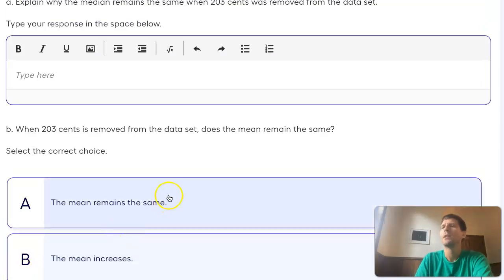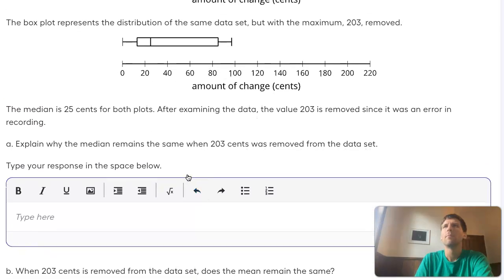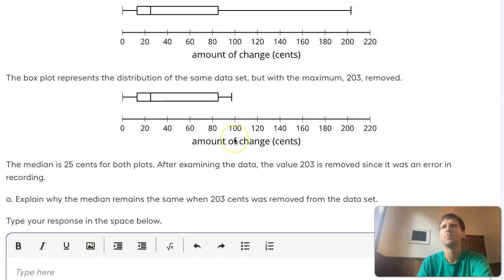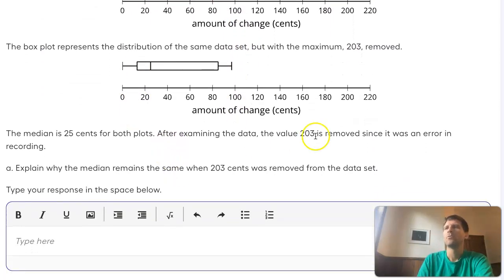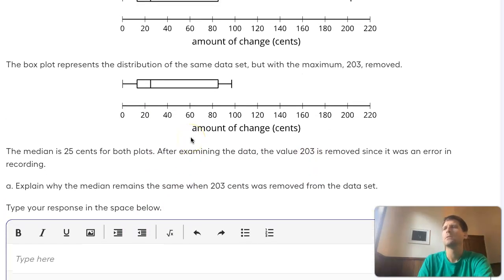Okay, I think we're on to the last one. Let's take a look. Here we have two box plots. One, amount of change 50 people were carrying. One, though, the maximum 203 was removed. Wow, look at that whisker drop down. The median is the same. It was an error in recording, that's why they removed it. Explain why the median remains the same when 203 cents was removed.